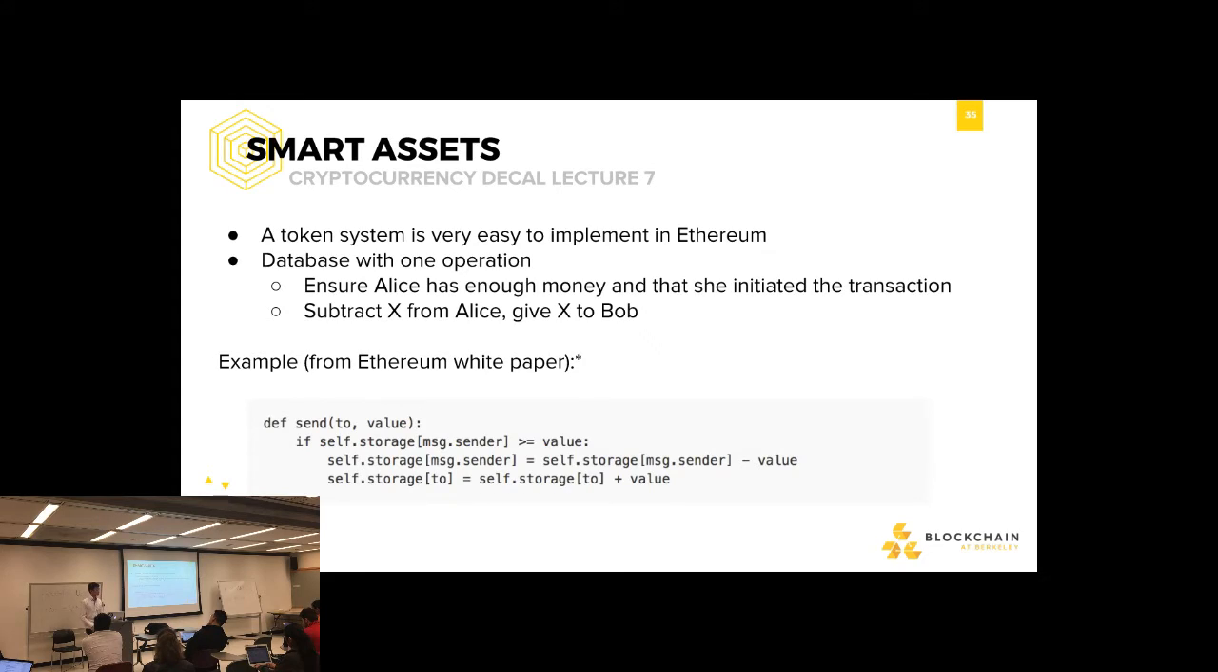Okay, so to start with basic use cases, Philip kind of already covered this in his example of Philip token, but one way that Ethereum likes to market itself is like, look, we can implement Bitcoin in 4 lines of code. All you need to do is, it's a database with one operation where you just need to check that this person has enough money, and then if so, subtract it from Alice, give it to Bob.